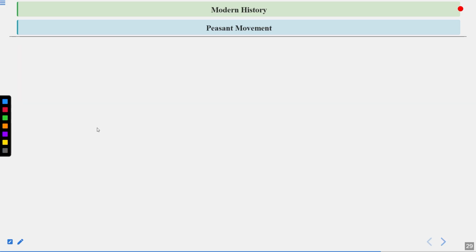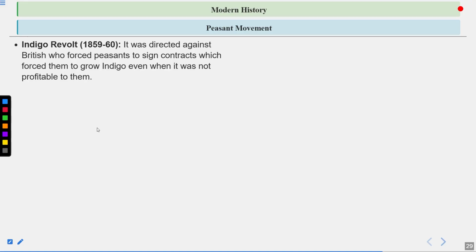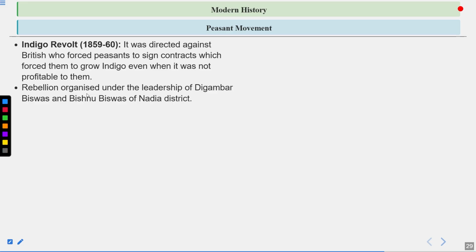Some other peasant movements. Indigo Revolt, very important. It was directed against the British, who forced peasants to sign contracts which forced them to grow indigo even when it was not profitable to them. Do remember, indigo cultivation was introduced by a Frenchman, Louis Bernard, in 1777. During the Indigo Revolt, Neel Darpan was written by Deenbandhu Mitra to create awareness about indigo cultivation. The rebellion was organized under the leadership of Digambar Biswas and Vishnu Biswas of Nadia district.